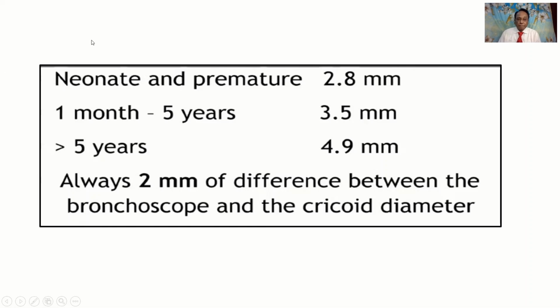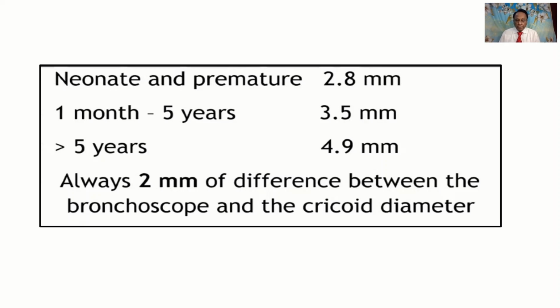So to make it very simple, if you want to practice on neonates or premature children, go for 2.8 millimeter, and for 1 to 5 years go for 3.6 millimeter. Above 5 years, I think many people will have to carry two, either 2.8 and 4.9 or 3.5 and 2. I think that's the best way. But considering the cost, if you decide to purchase only one bronchoscope, choose accordingly.